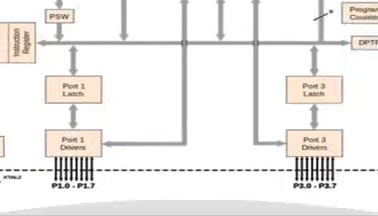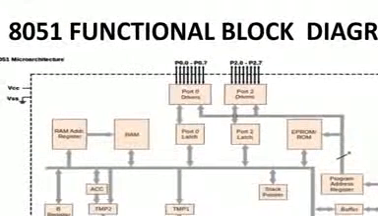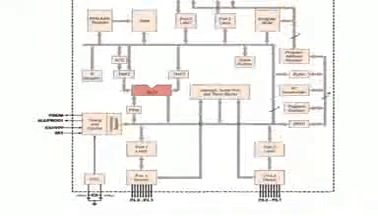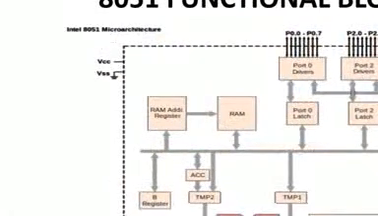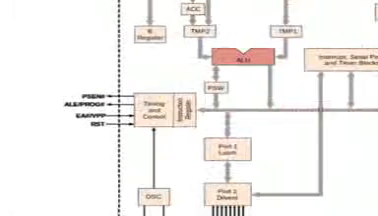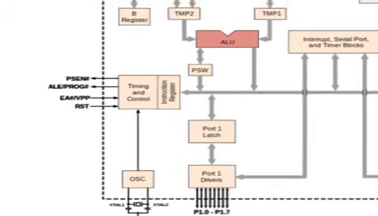Next I have two ports, the port 1 and port 3 latches. Then you have the port 1 and port 3 drivers, from where all your bidirectional pins come out. These are 8 and these are 8. So in total above you have 16 and 16, 32 pins completed. Of the remaining 8 pins, 2 are VCC and ground. Then for the quartz crystal you have XTAL1 and XTAL2. Between these two pins the crystal is connected.